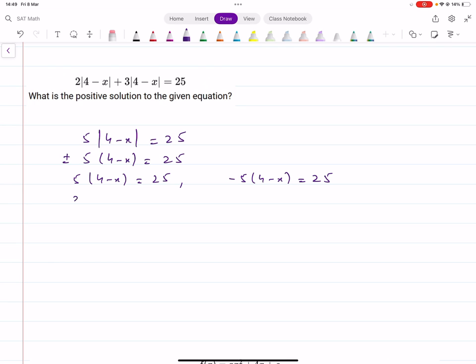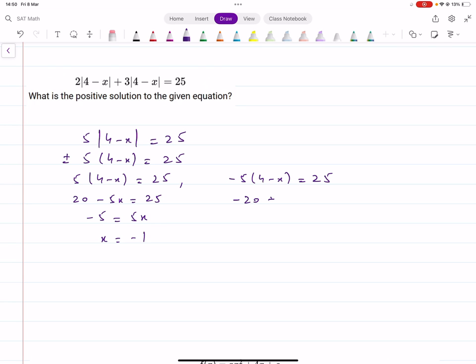Let's just solve these 2 equations and see what we get from this. 20 minus 5x, that equals 25. And the first equation gives us 5x equals minus 5, and x turns out to be -1. Now that's not possible because we want a positive solution, so that's not the answer. Let's try the other one.